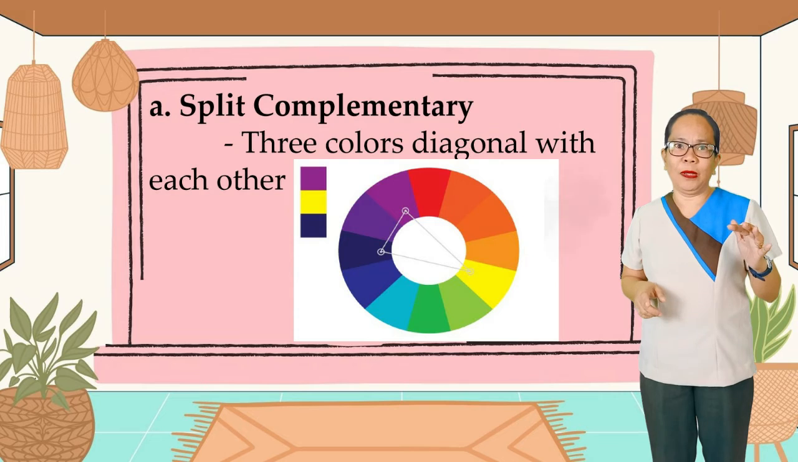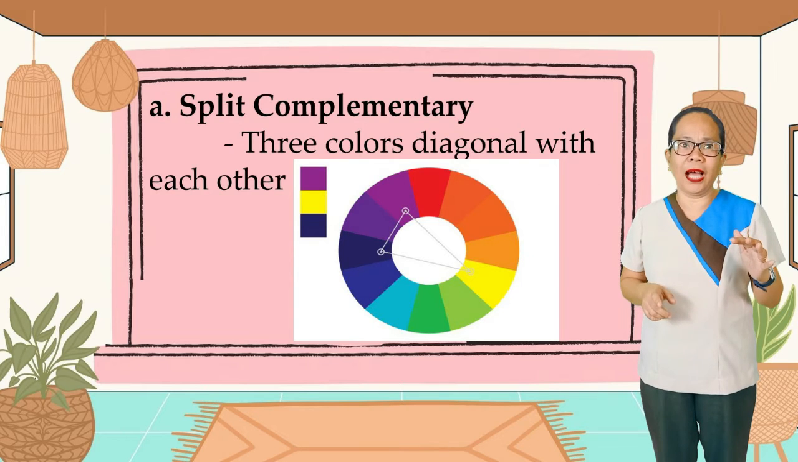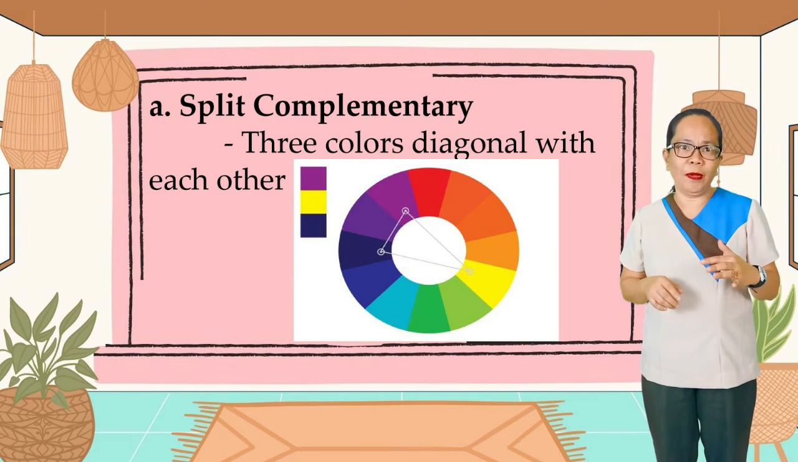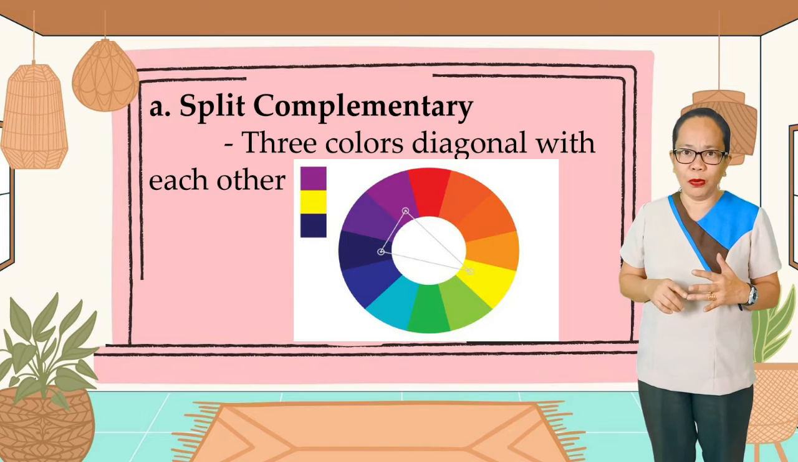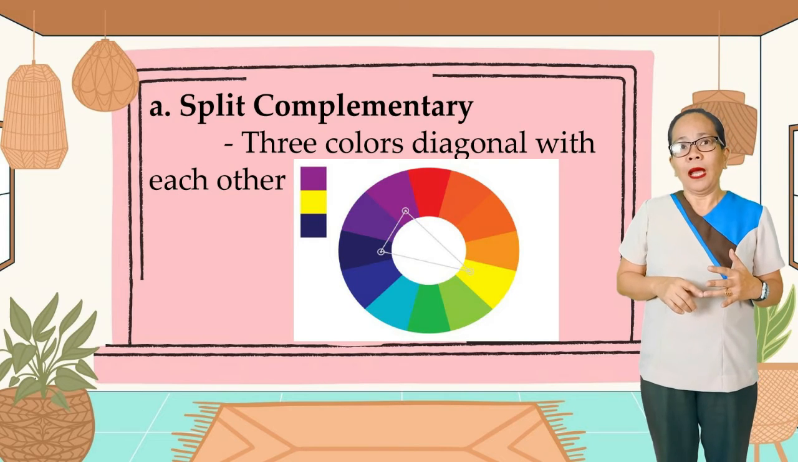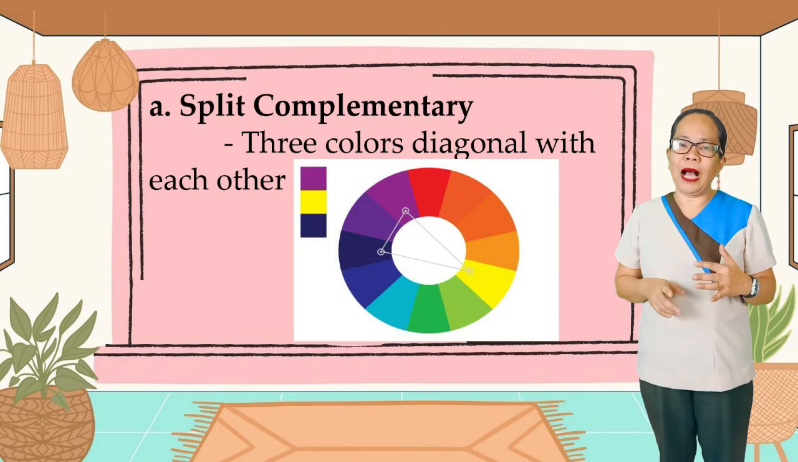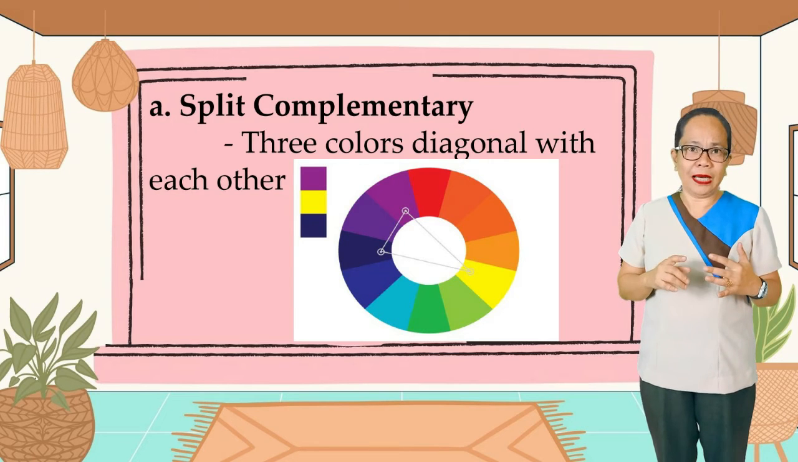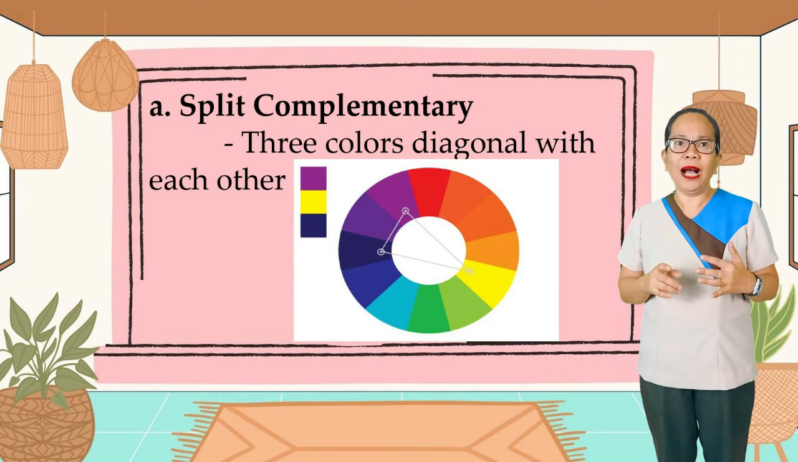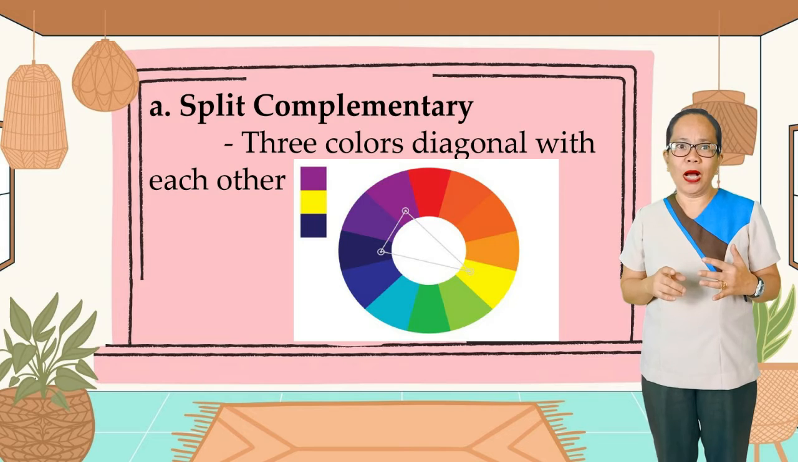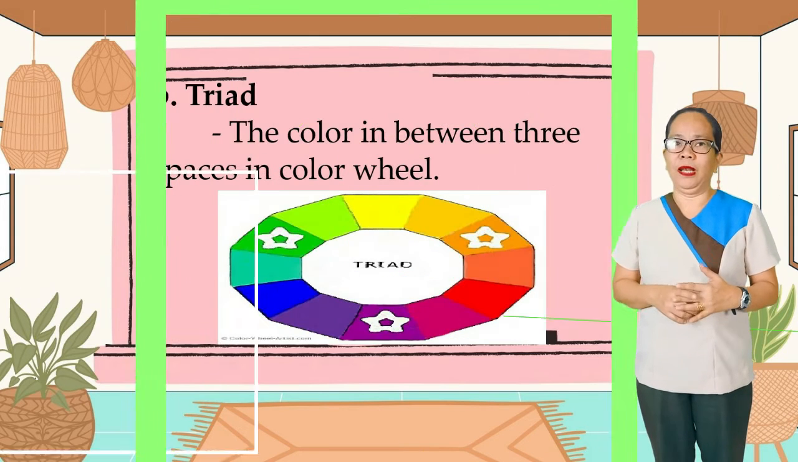That is split complementary. From the illustration, you have the purple, the violet, the blue. Ano ang kanyang split? So, you have the yellow. Halimbawa, ang blue, light blue, green, and yellow green. Ano ang kanyang split? So, you have the purple.